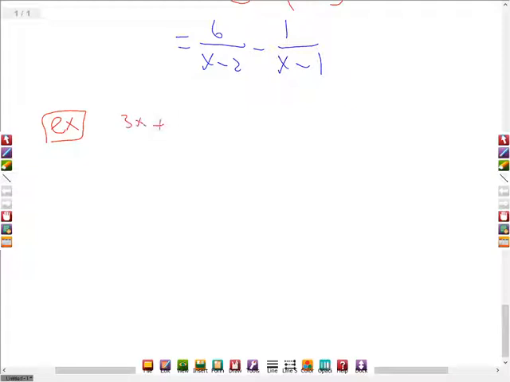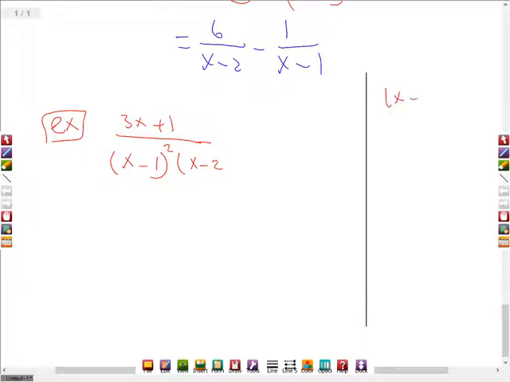3x plus 1 over x minus 1 squared and x minus 2. Okay. Let me just write my factors on this side. What are my factors? I have x minus 1 squared and I have x minus 2. But x minus 1 squared is the same as x minus 1 times x minus 1.